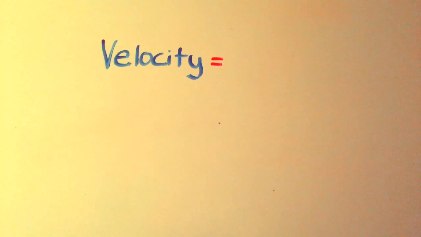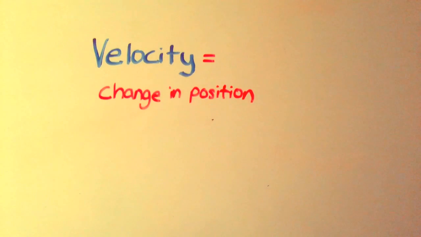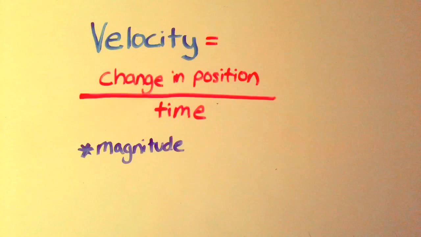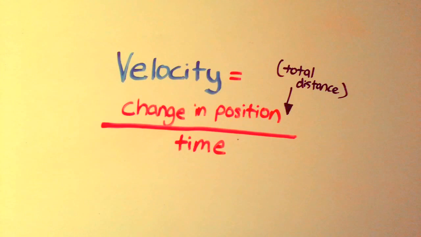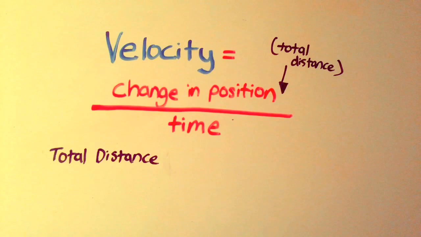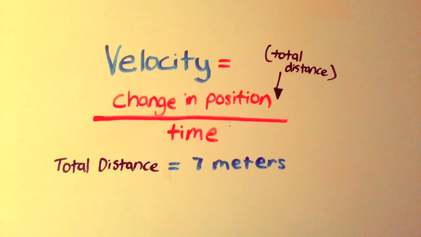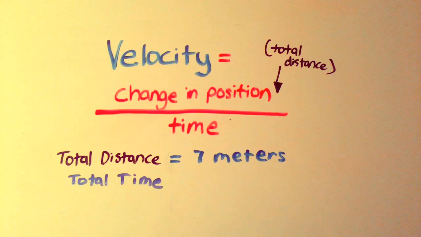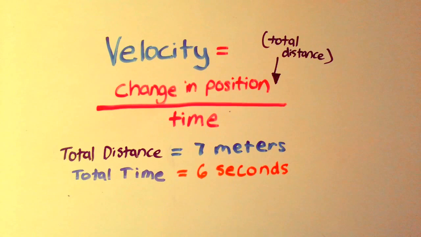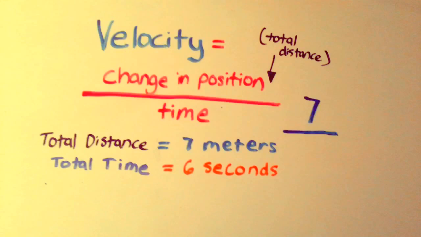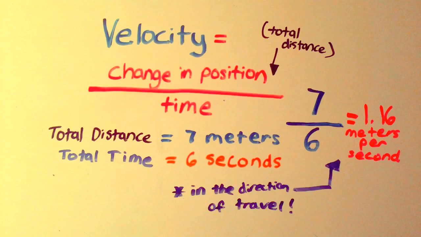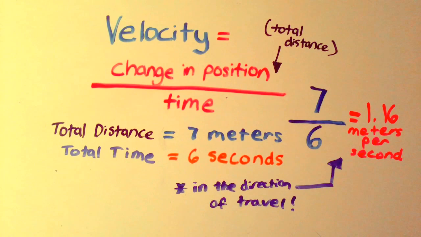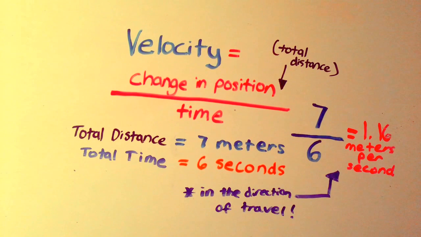Velocity is an object's change in position divided by the time of travel. And unlike speed, velocity is concerned with the direction of travel. The total distance in the previous example was 7 meters, and let's say the total time it took him to travel was 6 seconds. Then the velocity would be 7 over 6, which would be about 1.16 meters per second in whichever direction he was traveling.